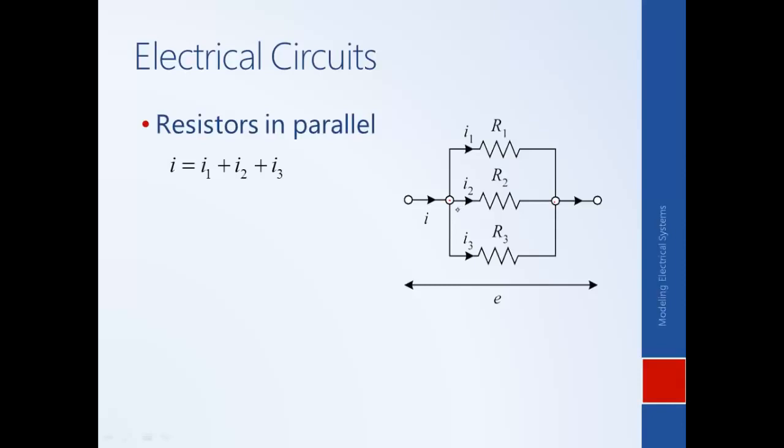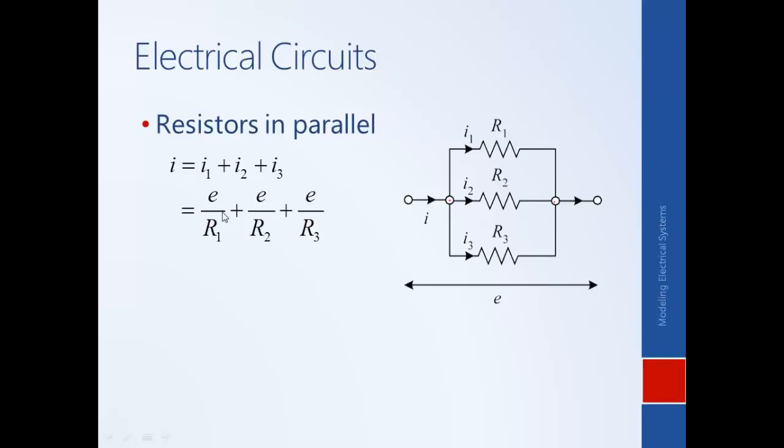Using the fact that current is conserved, however much current is flowing into this node will equal however much current is flowing out of it. The current in is going to equal I1 plus I2 plus I3. Using Ohm's law, each of those currents is equal to the voltage across the resistor divided by the corresponding resistance. And intuitively, you can think of this as the current wanting to take the path of least resistance. So the smaller the resistance, the more current is going to flow through that path.